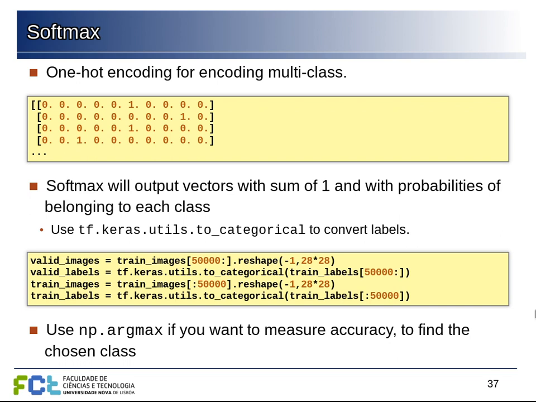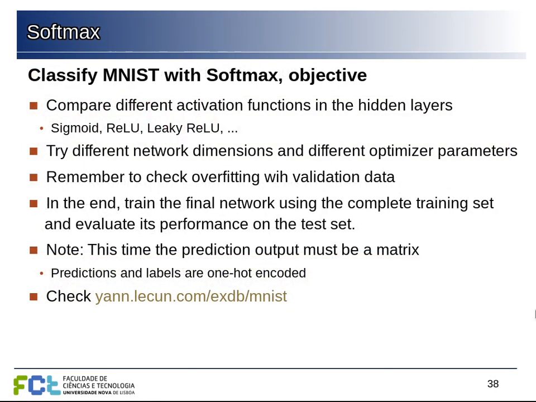If you want to measure accuracy yourself, if you want to convert from something like this in the output of your network to an integer with the class label, you can use argmax from NumPy, because this tells you the index where you have the maximum value, and that will give you the class label. Okay, so this is what you're going to do. Compare different activation functions in the hidden layer, try different network dimensions, and check for overfitting and so on.